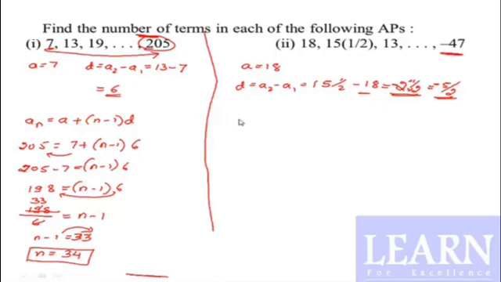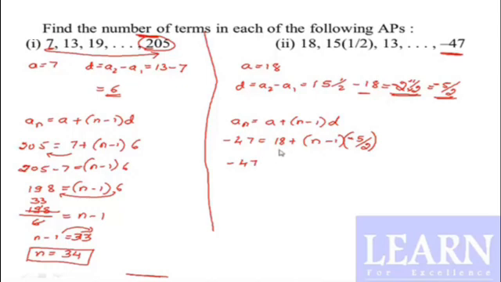So we need to find the value of n. So an is a plus n minus 1 into d. So what is the value of an here? Minus 47. It is equal to a. What is the value of a? 18 plus n minus 1 into d. What is the value of d? d is minus 5 by 2. Whenever we are going to write minus over here, better to put it in bracket, because we are going to multiply d to n minus 1.